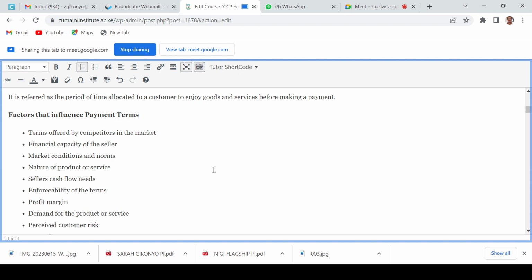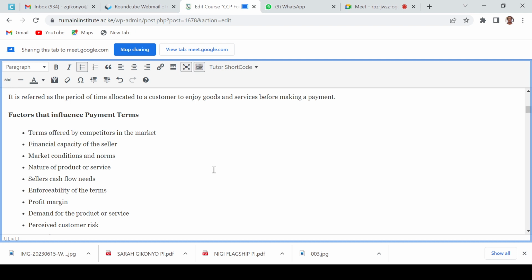Then you also ask yourself, what are my cash flow needs? When am I supposed to pay my suppliers? How much am I expected to pay out? Do I have a loan? Do I have a credit facility with the bank? Those are some of the things you need to consider. The other one is whether the terms are enforceable. You can tell someone they will pay after 30 days, but can I enforce it after 30 days? What can I do to enforce these terms?